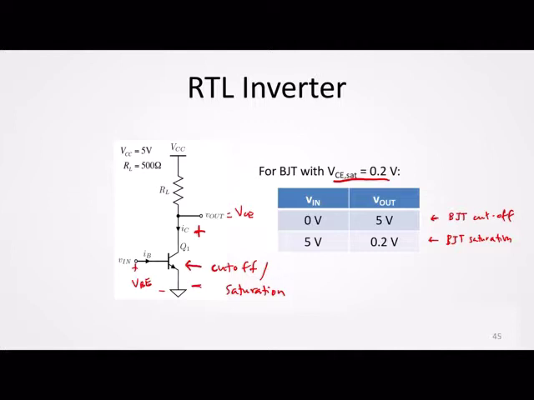This inversion is something that we can't implement with a diode because, again, the diode is a passive device. The BJT and the MOSFETs are active devices because they can amplify.